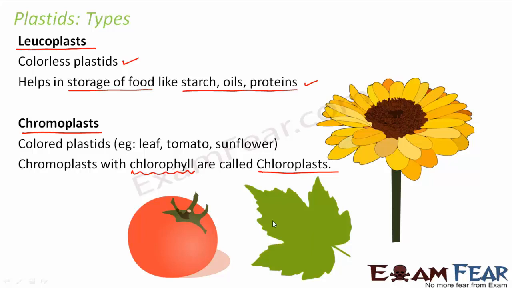Chromoplasts are the colored plastids. So what is the purpose of chromoplasts? They actually give color to the different parts of the plants, right? Chromoplasts which are green in color are called chloroplasts, and they are present in the leaves of the plants. On the other hand, leucoplasts are colorless plastids, but they help in storage of food items inside the plant, right?